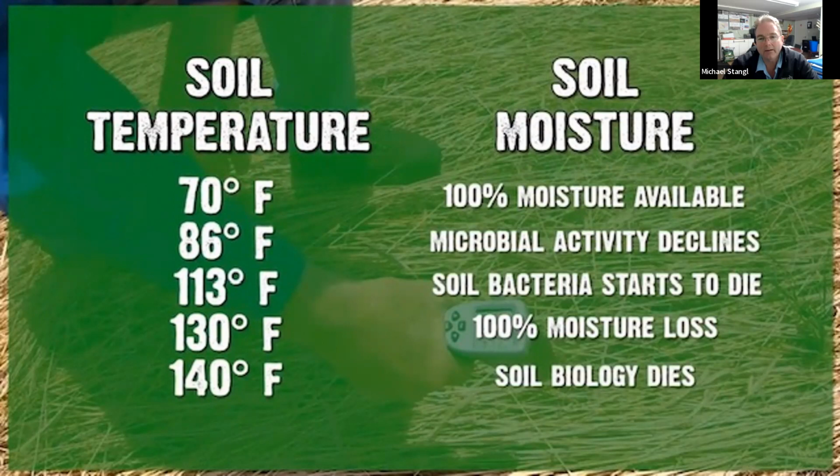At 113, you're going to see soil bacteria start to die. If the temperature rises and goes down slowly, the bacteria create cysts, the microorganisms like the protozoa create cysts, and they're going into protection mode. But if you get too much bacteria in protection mode, they produce a glue that goes hygroscopic and doesn't allow infiltration.